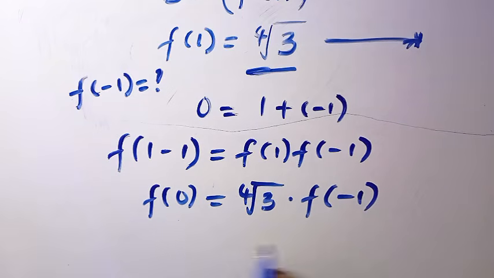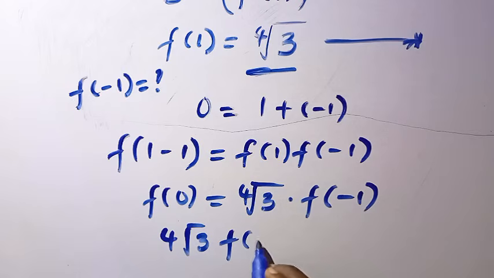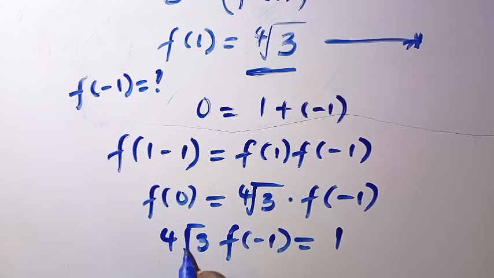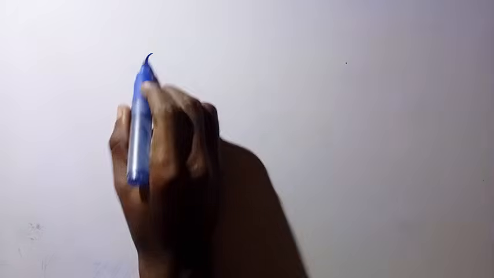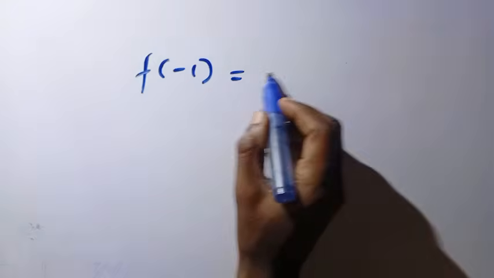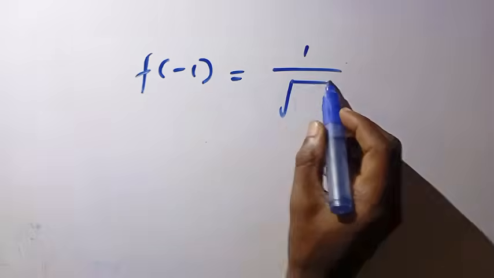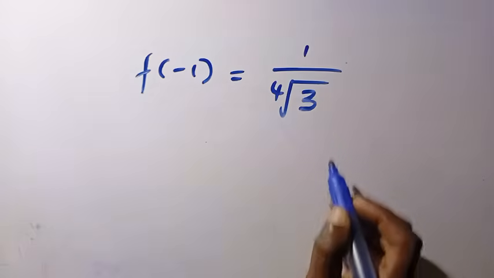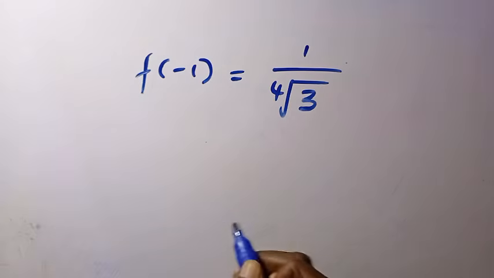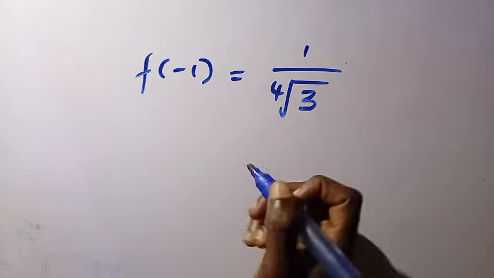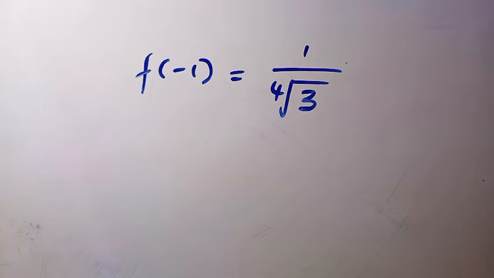So replacing this by 1, we are going to have the fourth root of 3 times f of minus 1 equals 1. And to get f of minus 1, we divide by the fourth root of 3. So dividing by the fourth root of 3, we get the result as f of minus 1 equals 1 divided by the fourth root of 3. Again, I need f of minus 2 till I get to f of minus 4.